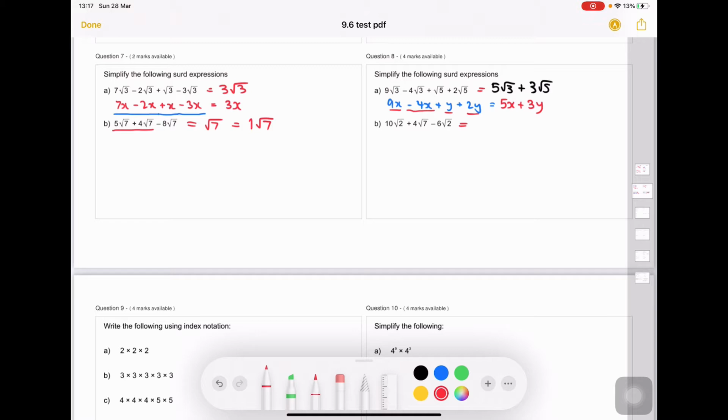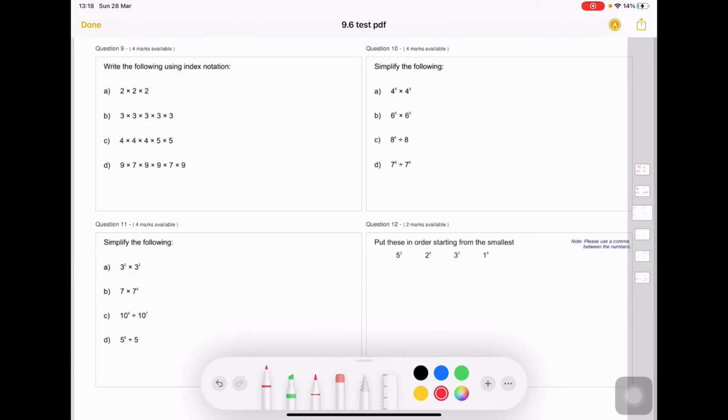10 root 2 plus 4 root 7 take away 6 root 2. So 10 root 2 take away 6 root 2 is 4 root 2. And we have a plus 4 root 7, which is just going to be hanging on at the end because there aren't any other root 7s in this question.